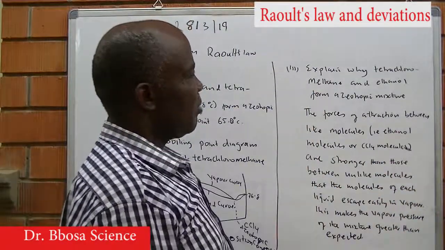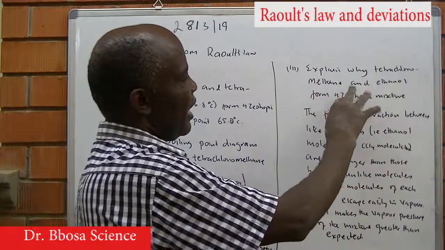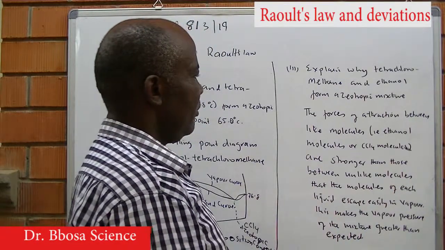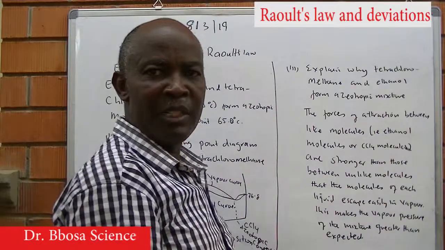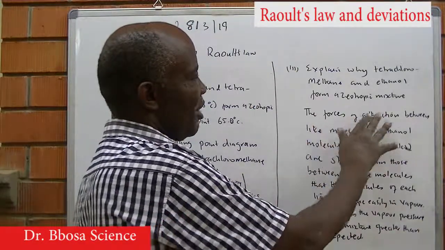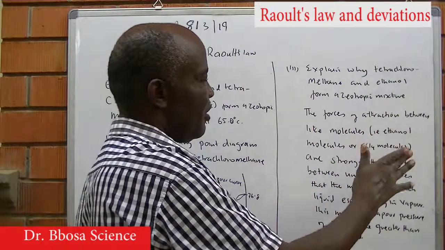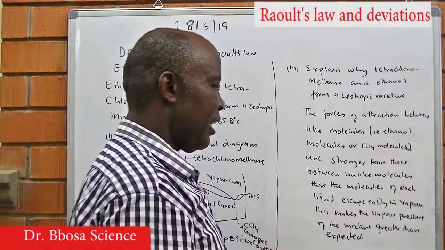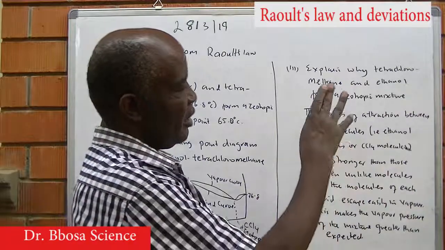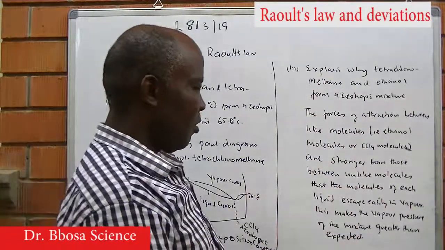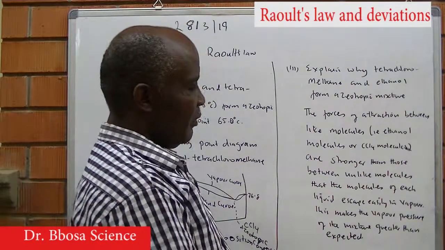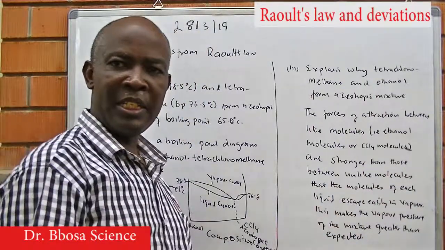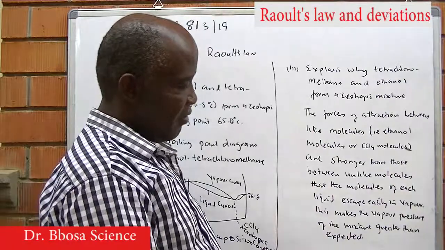Three, explaining why tetrachloromethane and ethanol form an azeotropic mixture. Then, always with positive deviation, the forces of attraction between like molecules, ethanol molecules or tetrachloromethane molecules, are stronger than those between unlike molecules, i.e. between ethanol and tetrachloromethane. So the molecules of each liquid now escape easily into the vapor.